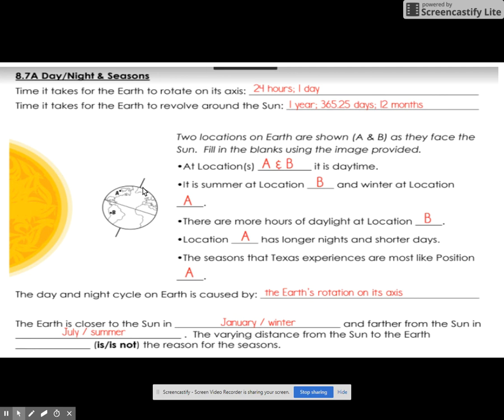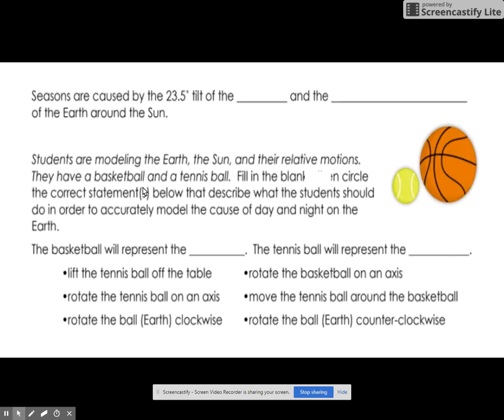The varying distance from the sun to the earth is not the reason for the seasons. So some people think that the closer we are to the sun, we have these hotter summers. But in actuality, we don't. We have our coldest month when we're closest to the sun. All right, seasons are caused by the 23.5-degree tilt of the axis and the revolution around the sun. So it takes both of those things.